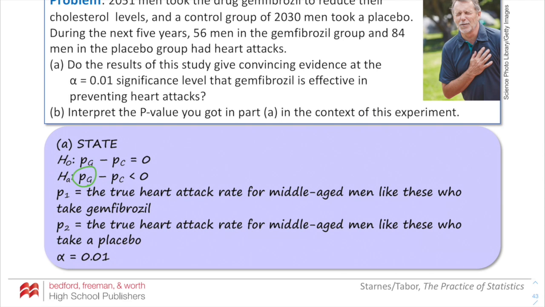So it did not tell us that we had to subtract in this order. So we could have set it up to where we had P sub C minus P sub G equals 0 for the null, and then P sub C minus P sub G is greater than 0 for the alternative. Here, we would think that those for the control have more, so when we subtract, we get a positive value. So it doesn't matter the order that you subtract, but please do realize that the order you subtract is going to help you identify whether you're using a less than or greater than symbol. Then in defining what P sub G and P sub C are.